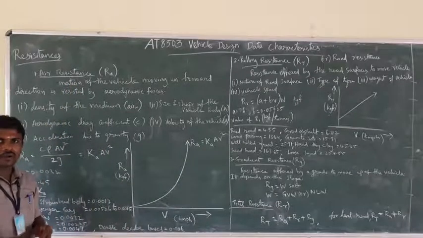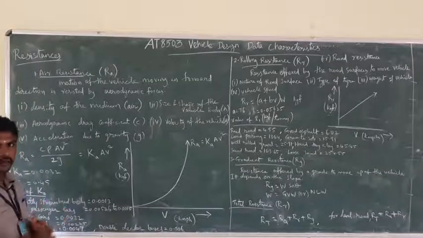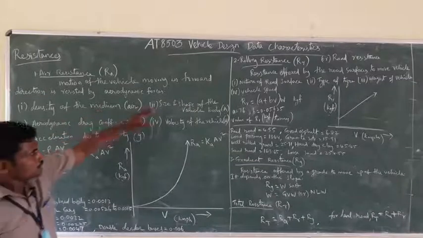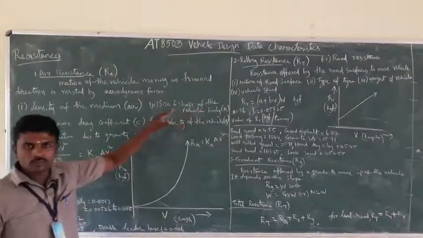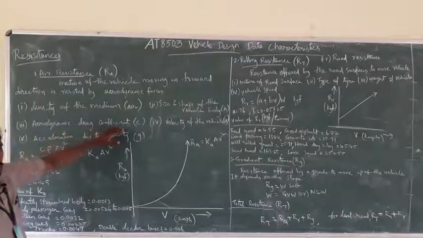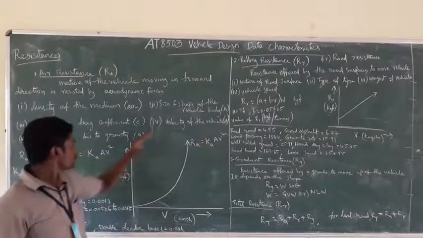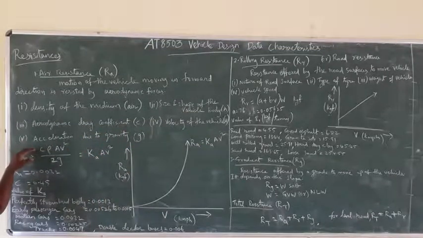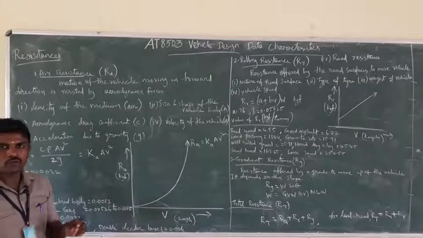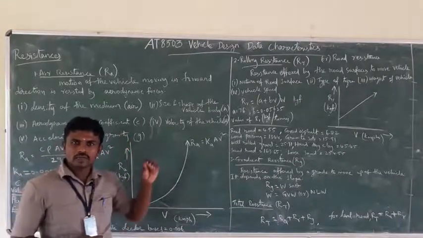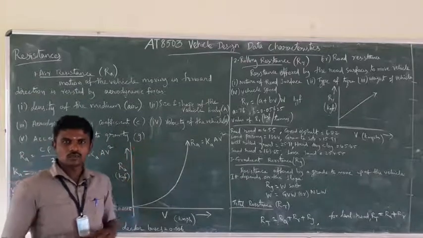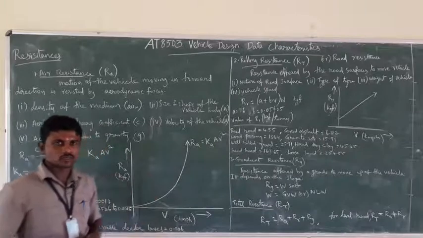This depends upon these conditions: density of the medium, that is the density of the air, size and shape of the vehicle body, aerodynamic drag coefficient, and velocity of the vehicle. Last one, acceleration due to gravity. These are the things we need to consider in the vehicle design, right.